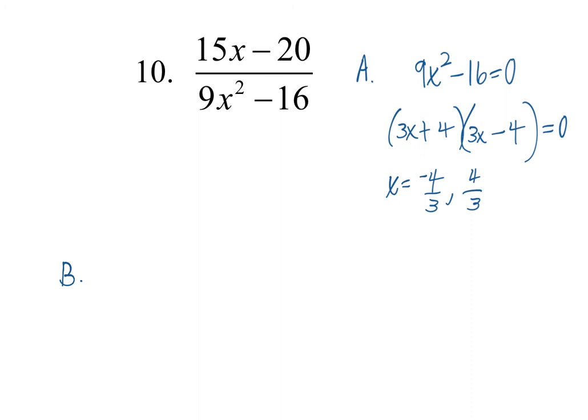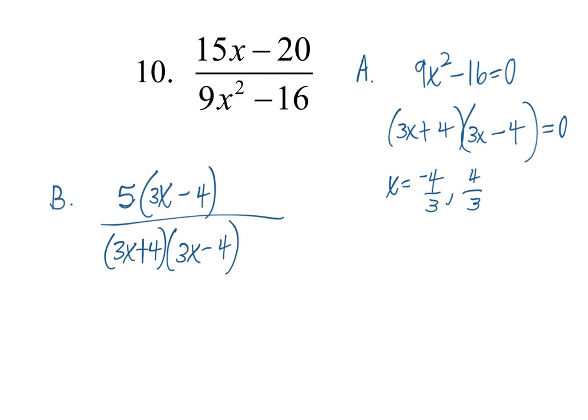to simplify the expression, we want to completely factor, if at all possible. So the numerator, I can pull out a GCF of 5 and be left with 3x minus 4. That bottom factors into a difference of squares. And so our repeating factors on the top and the bottom cancel to leave us with 5 divided by 3x plus 4.